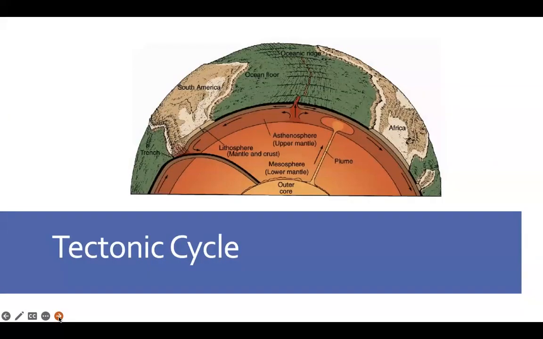And then we have the tectonic cycle. The inside of Earth is hot. Why is it hot? Well, first, because of the asteroidal impacts.